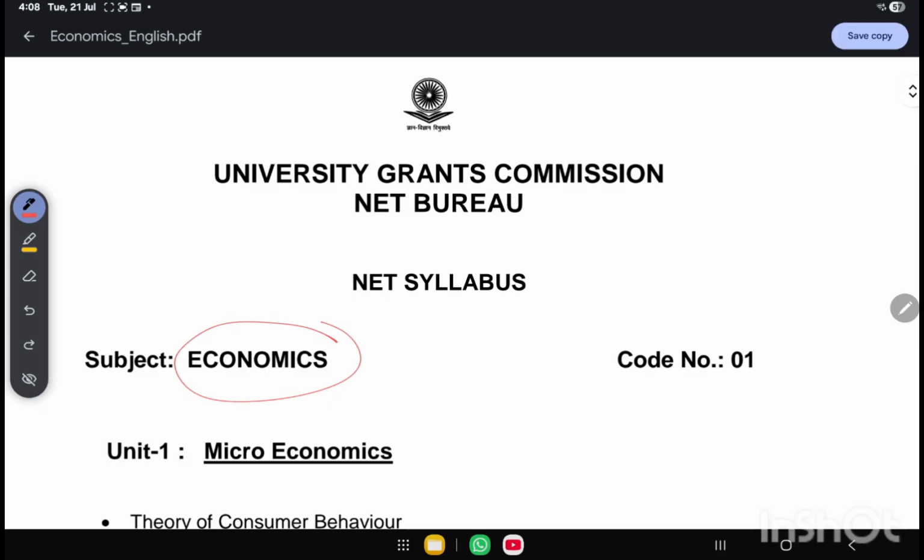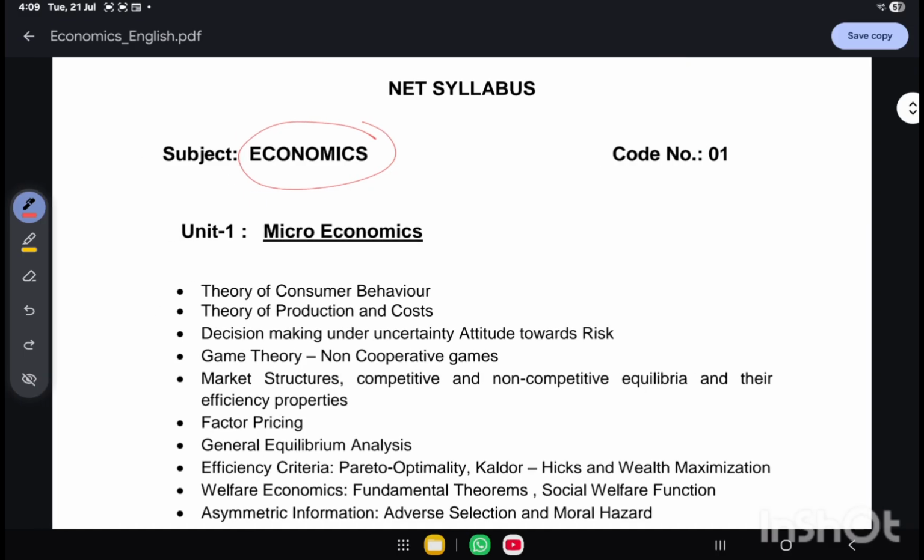So basically, Paper 2 consists of 100 MCQ questions. Each question carries 2 marks, so the total will be 200 marks, which will be based entirely on the economics syllabus prescribed by the UGC itself. Now we will see what all this includes.